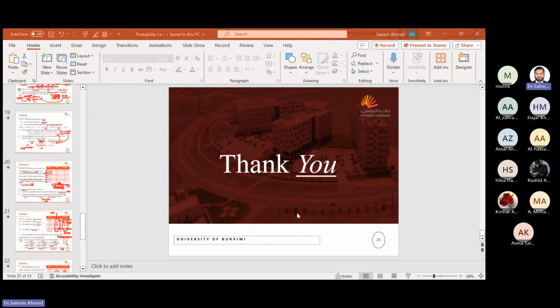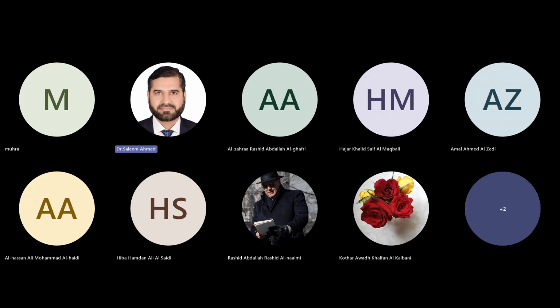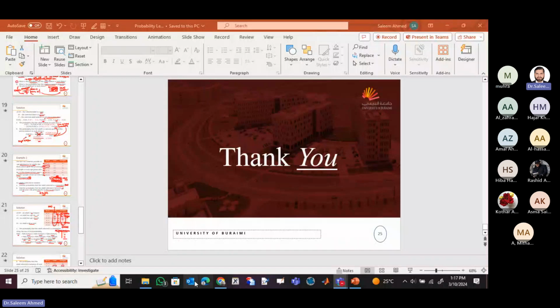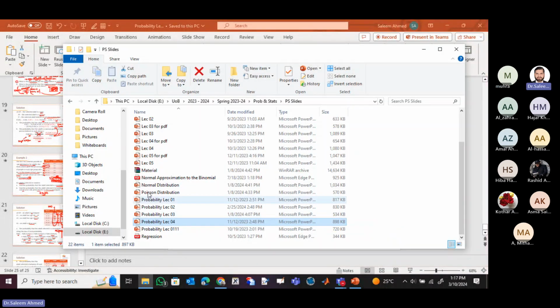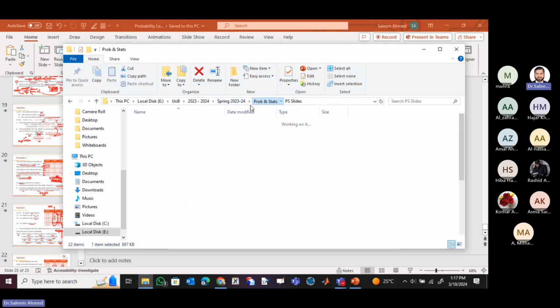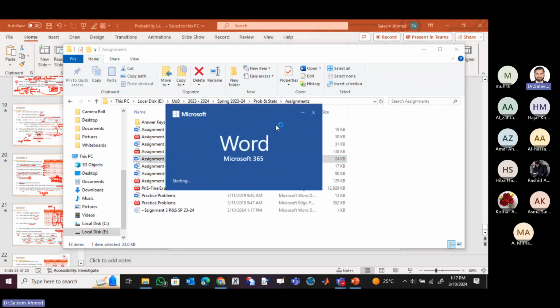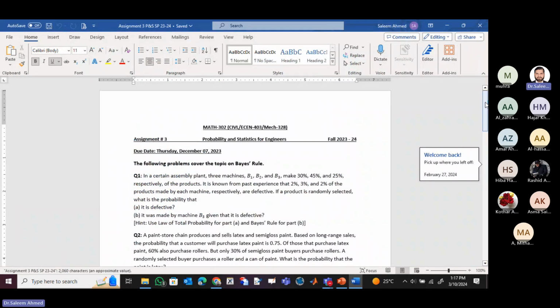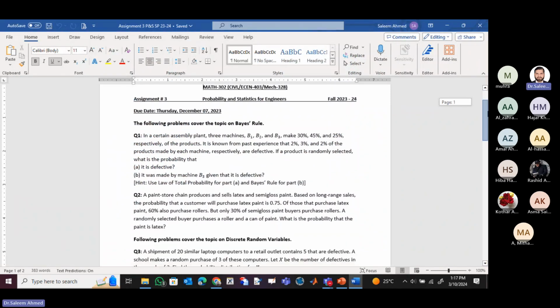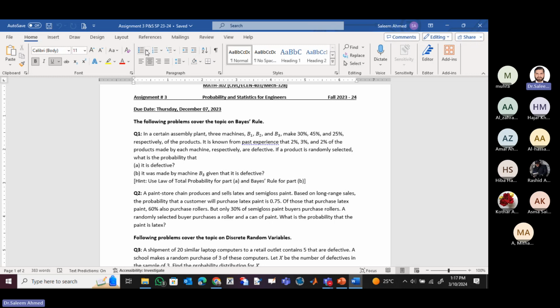Let me share the other screen. This is the screen now. Any screen will be shared. I think here maybe there are some questions in Bayes rule. Here you see these topics are from the Bayes rule. You can see that, right? You can see the screen.